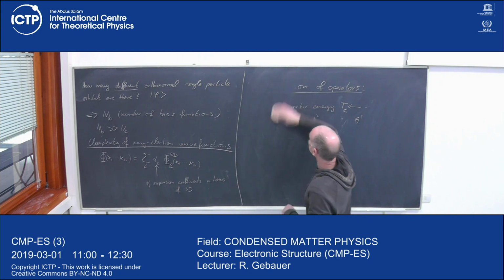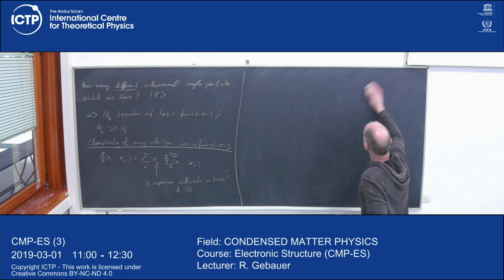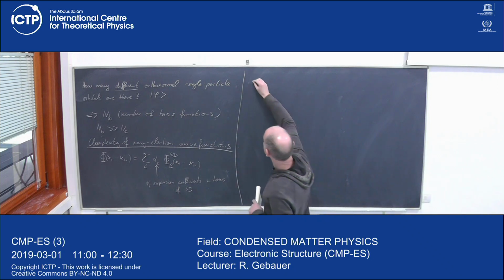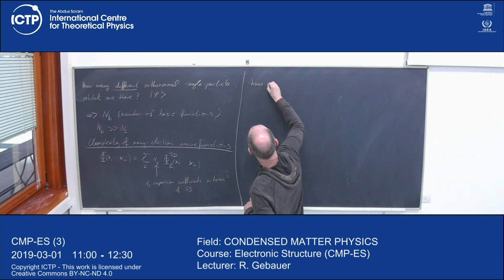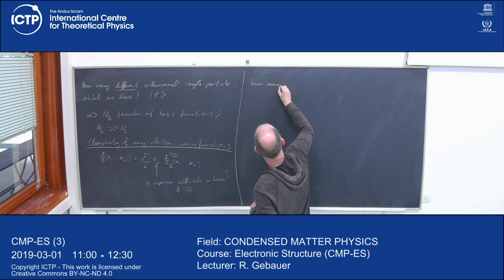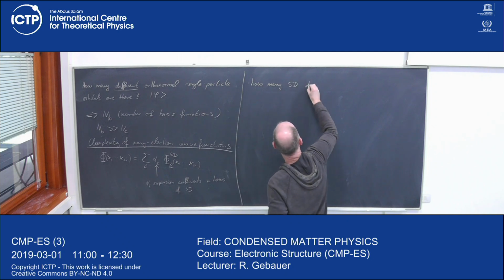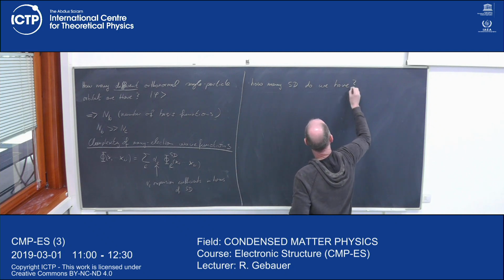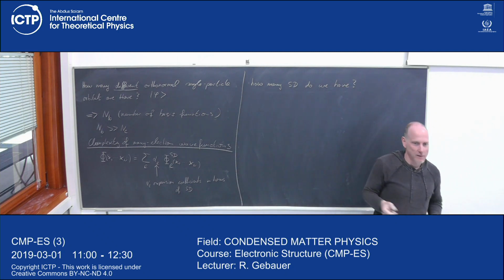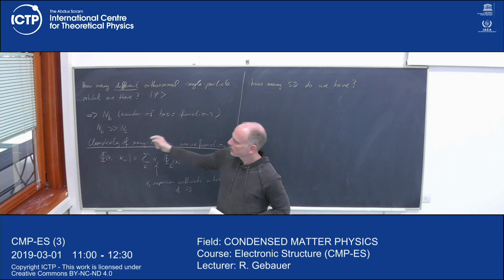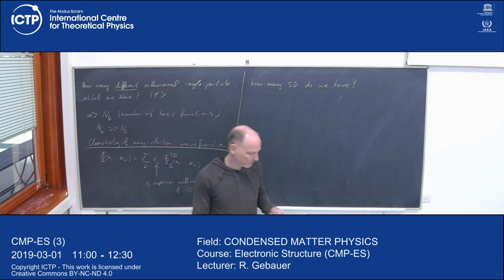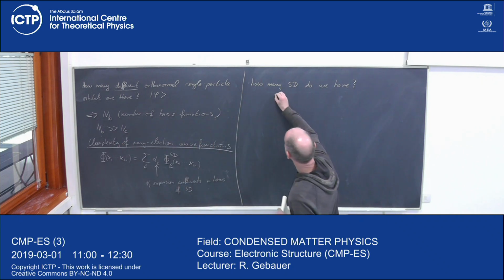Now comes the bad news about all this. We know exactly what we need to do, and we know it can all be done in a computer, but now the question is, how many Slater determinants are there? Well, the answer is as many ways as there are of choosing NE single particle orbitals out of NB.